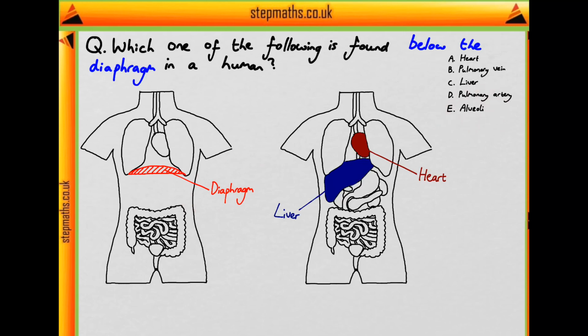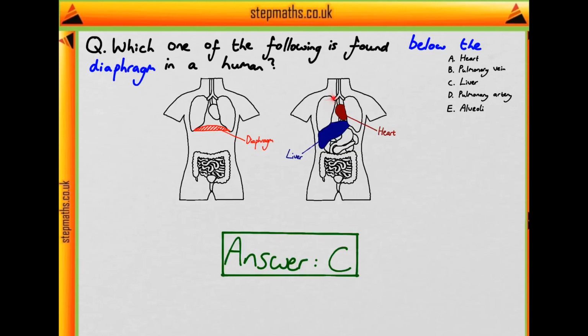And the alveoli are tiny air sacs which compose the lungs. And as we can see, the lungs are above the diaphragm. And so from our diagrams we can clearly see that it's the liver which is below the diaphragm, and therefore our answer is C.